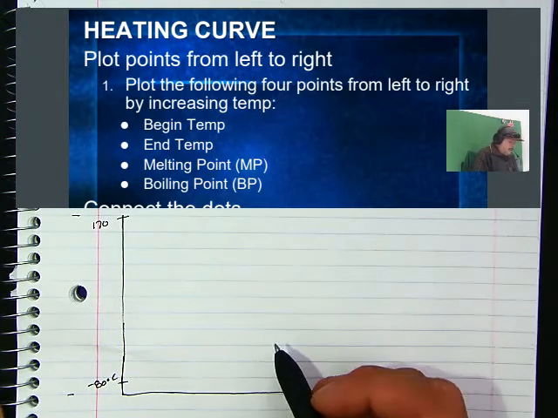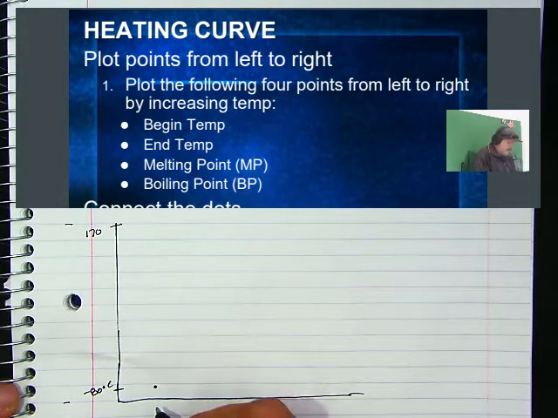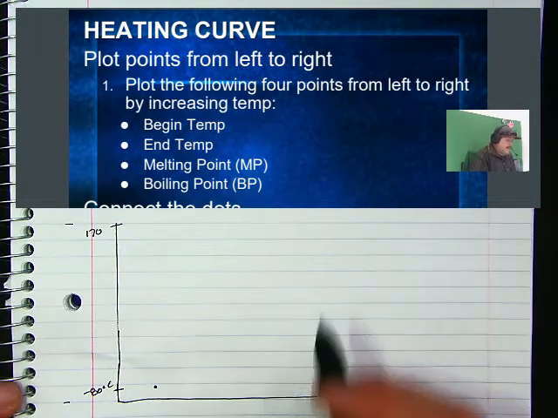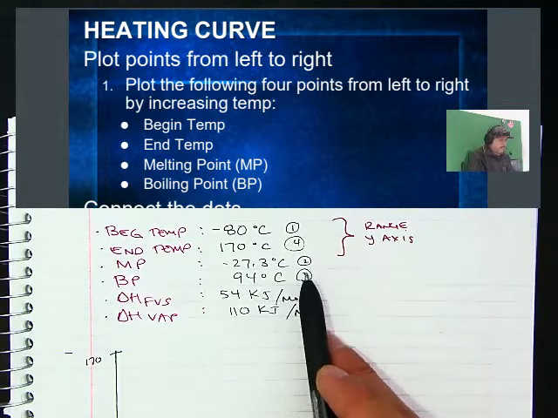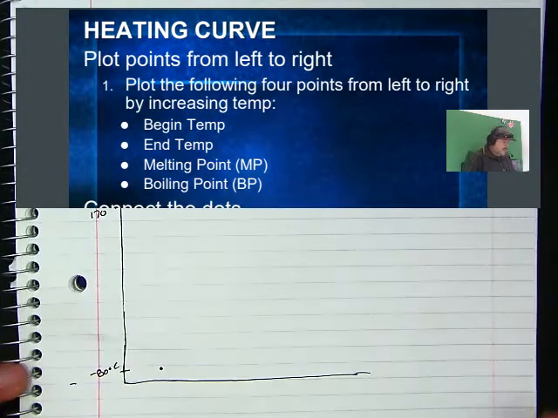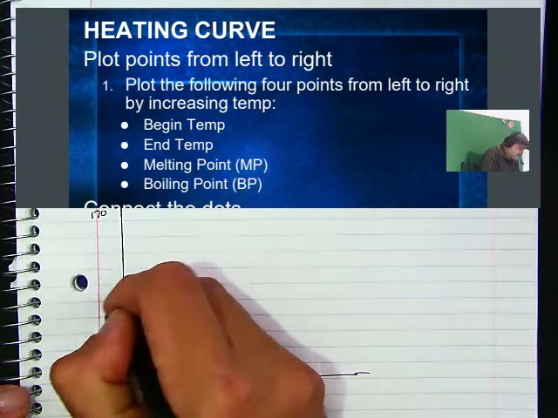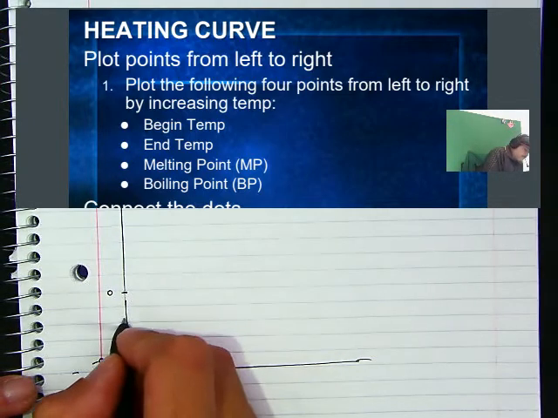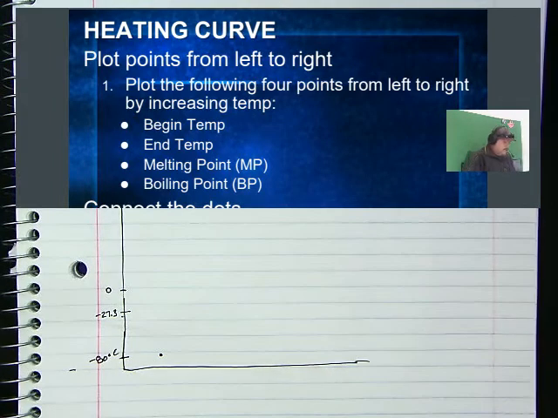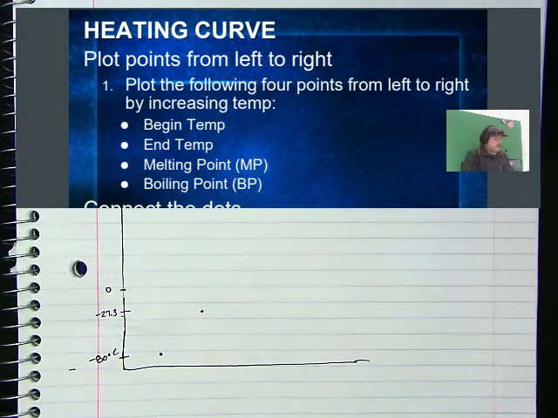So here we go. Let's plot the points. The beginning temperature is at negative 80 degrees, so it's around right here. And I plot from left to right. The next number, number 2 up here, is negative 27.3. If 170 is there and negative 80 is there, that means 0 is somewhere right around there. Again, this is very quick. Negative 27.3, somewhere right there. So I'm going to plot it just over to the right, just a little more than the first dot.